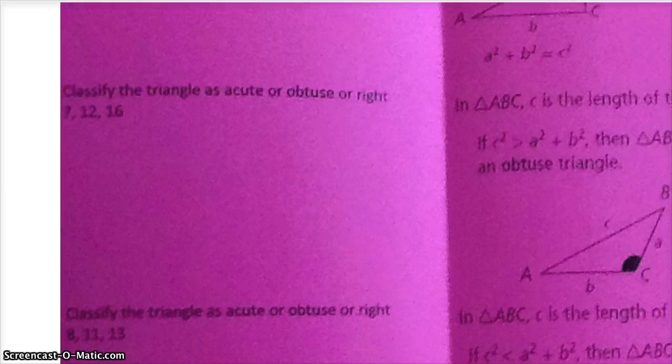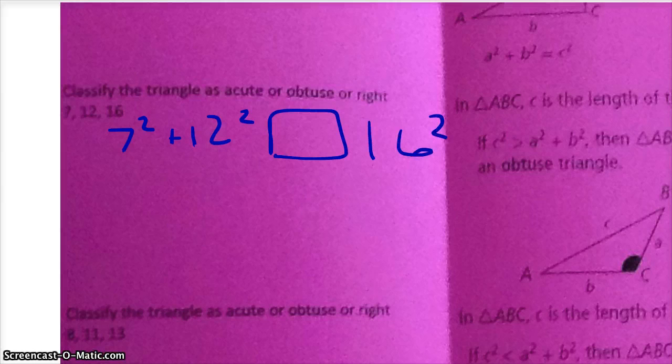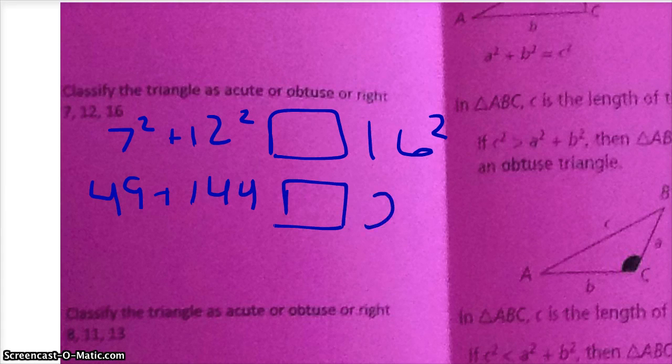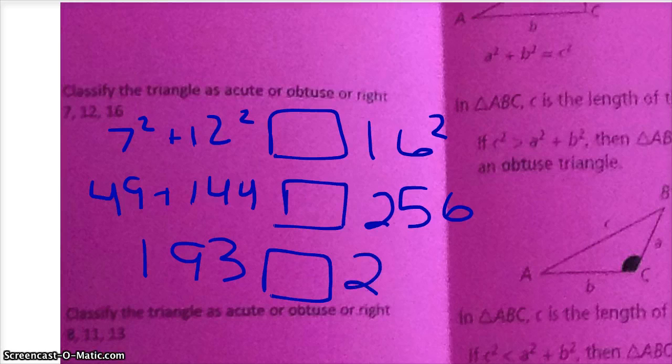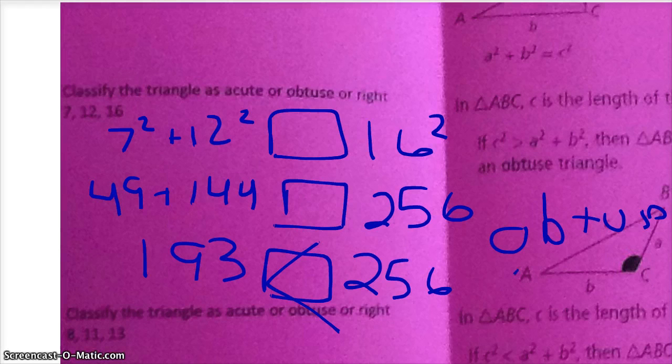And now I'm going to see what kind of triangle it is. C has to be 16 because that's the biggest number. So I would have 7 squared plus 12 squared is something to 16 squared. So I would have 49 plus 144 is something to 256. And that would make me have 193 is something to 256. And 256 is bigger. And that's my C squared, so that means it's an obtuse triangle.